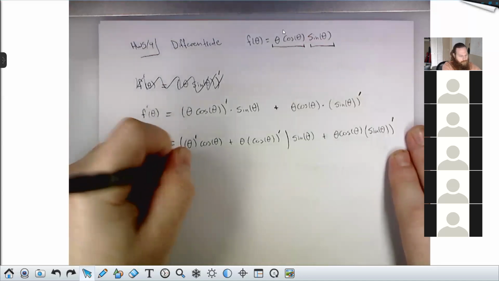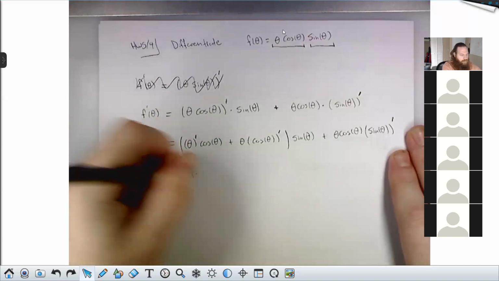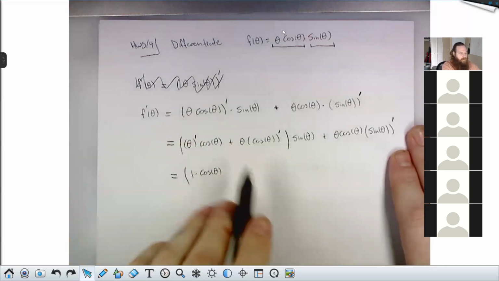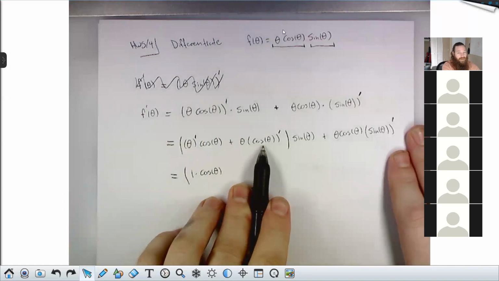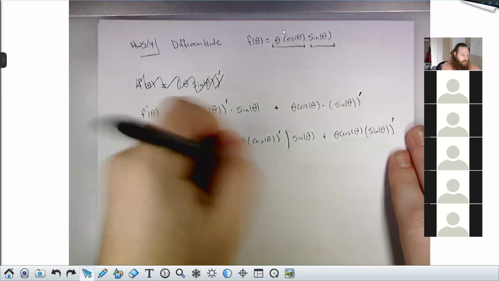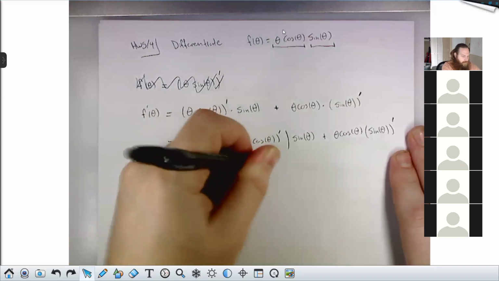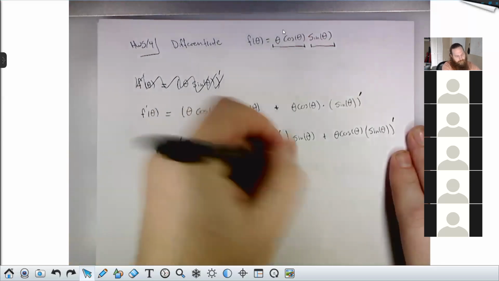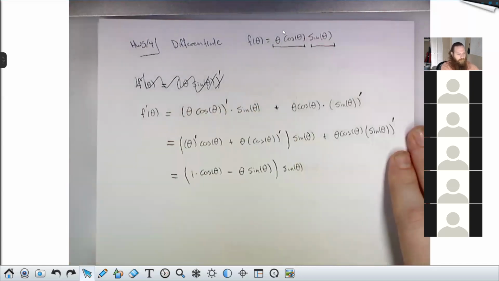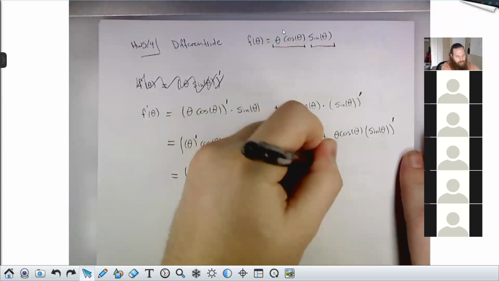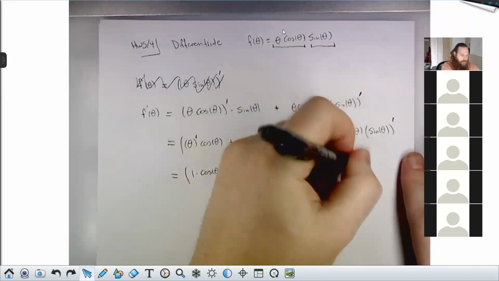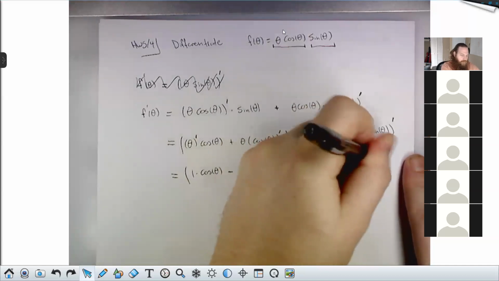Now we're ready to actually do the differentiation. The derivative of theta is one, so that's one cos theta. And then the derivative of cos theta here is negative sine theta. So this is going to be minus theta sine theta. All of that is being multiplied by the sine theta here. And then I have theta cos theta times the derivative of sine theta, which is cos theta.